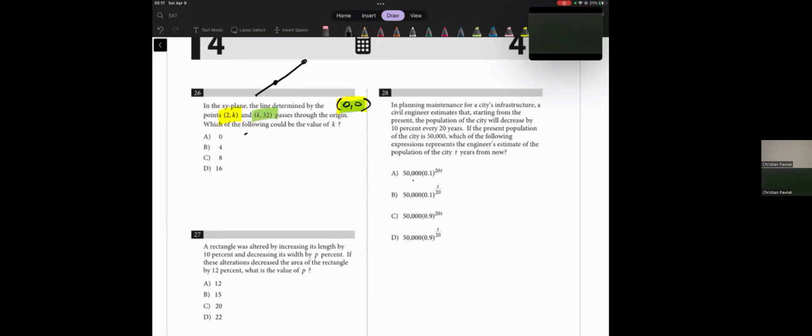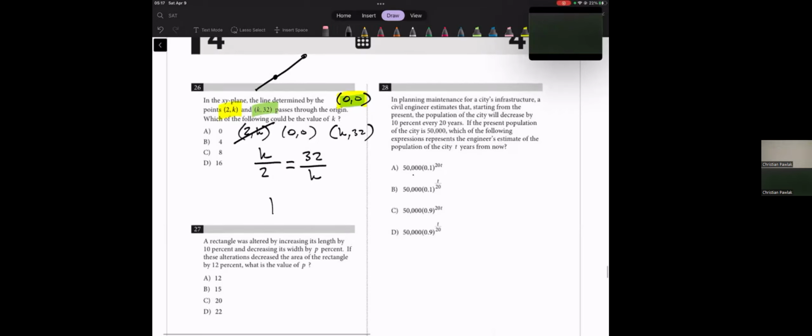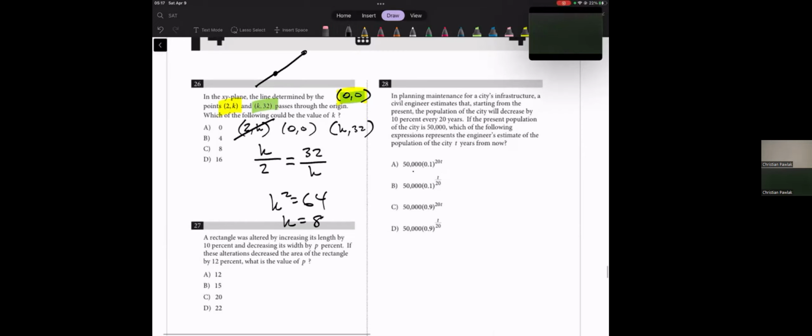So if I find the slope between (2, k) and (0, 0), I would do k minus 0, so that's k, over 2 minus 0, so that's 2. And then if I find the slope between (0, 0) and (k, 32), I would do 32 minus 0, which is 32, over k minus 0, which is k, and set them equal to each other, because slopes have to be the same. I would cross multiply, I would get k squared equals 64, and that means k has to equal 8 if I square root. Now, technically it's plus or minus 8, but since negative 8 is not an option, the only answer that I can use is 8.